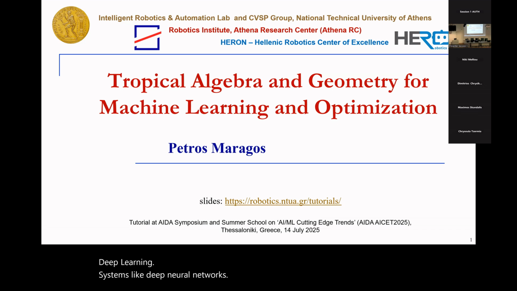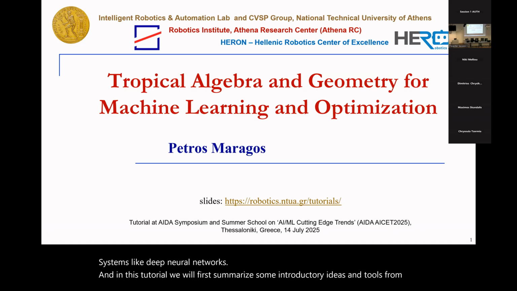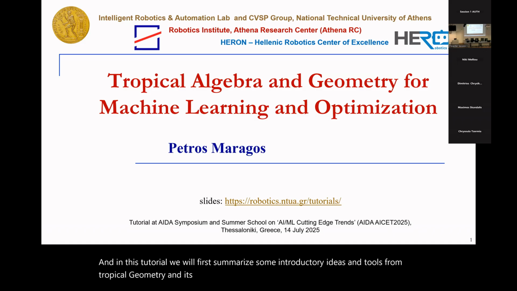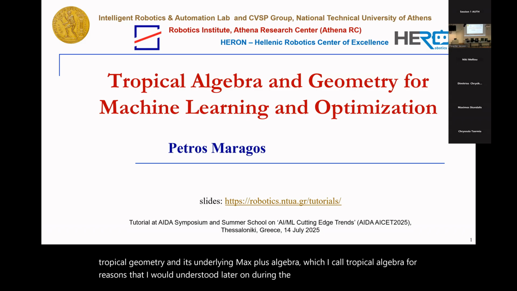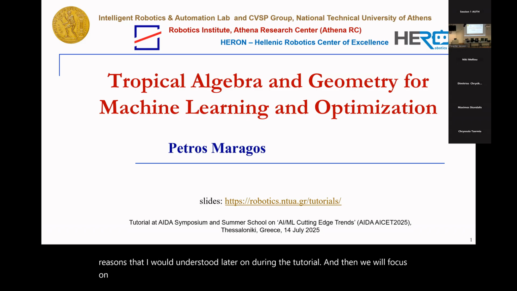In this tutorial, we will first summarize some introductory ideas and tools from tropical geometry and its underlying max-plus algebra, which I call tropical algebra, for reasons that will be understood later on during the tutorial. And then we will focus on how this new set of tools can aid in the analysis and design of several classes of neural networks.